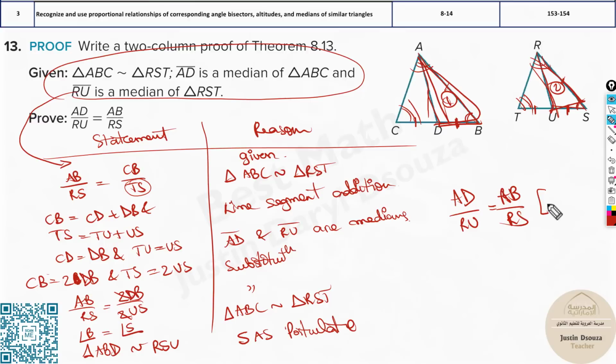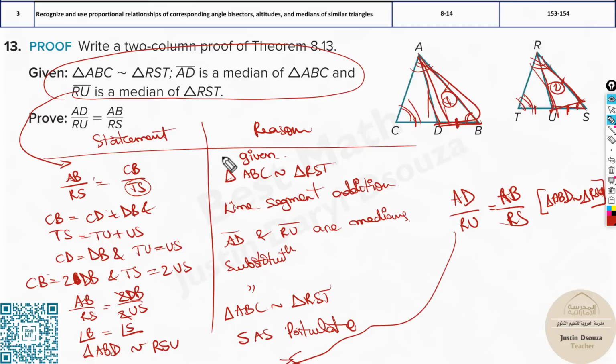The reason is triangle ABD is similar to triangle RSU. Now I've taken ABD and RSU. So this is the reason. Write one, two, three, four, a few of them. This is the last one. Okay, I didn't have space over here, so you have to write it up over here.